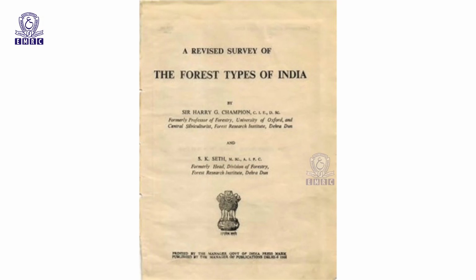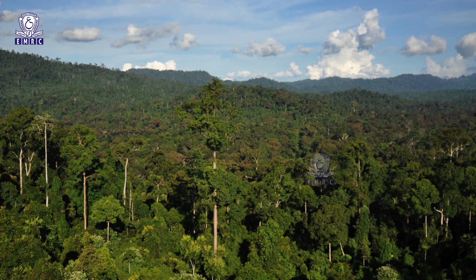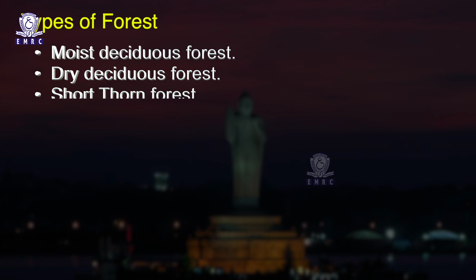In the year 1936, a very popular and prominent scientist by the name Champion classified the forests into various categories. This classification was reprinted in the book Present Day India, written by Champion and Seth in the year 1968. As per this book, there are 16 major forests and 221 minor forests, and both categories together are classified into 6 prime categories, out of which 3 types of forest are found in the Telangana region. They are moist deciduous forest, dry deciduous forest, and short thorn forest.